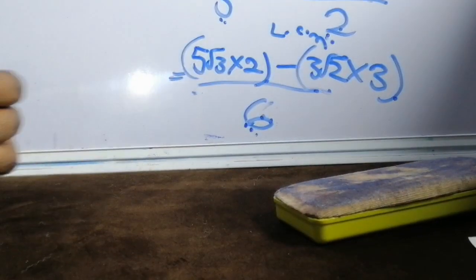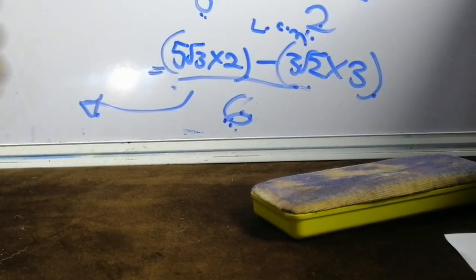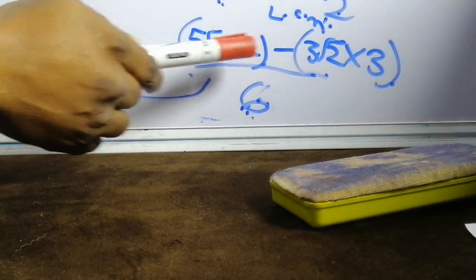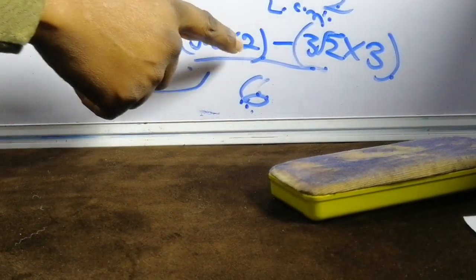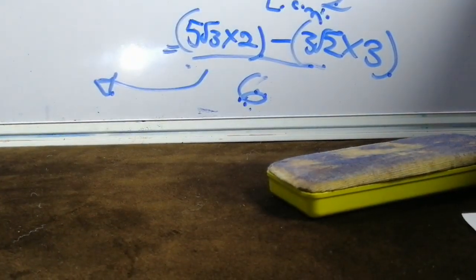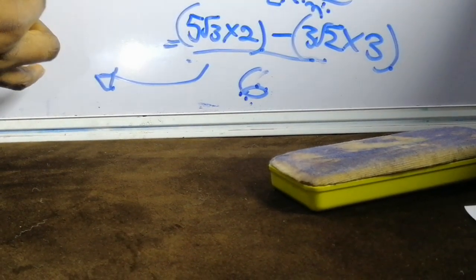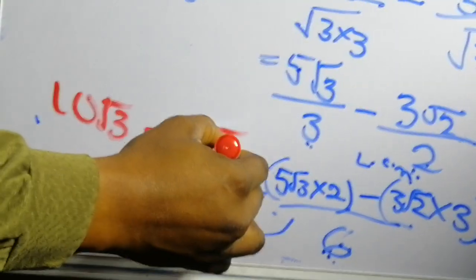So this implies that you can now have, don't forget, in surds, I said if you want to multiply, multiply outside with outside, multiply inside with inside. So if you see that 2 is outside here, 5 is also outside here. So at the end of the day, I will have 10 root 3 minus 3 times 3, 9 root 2, over 6.